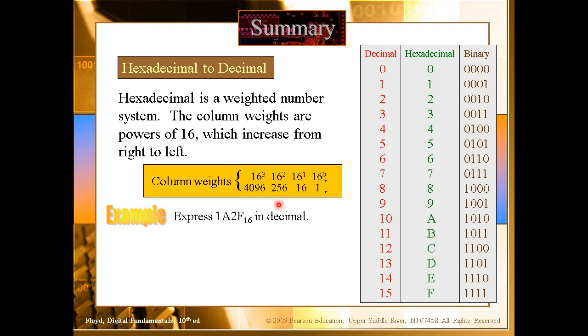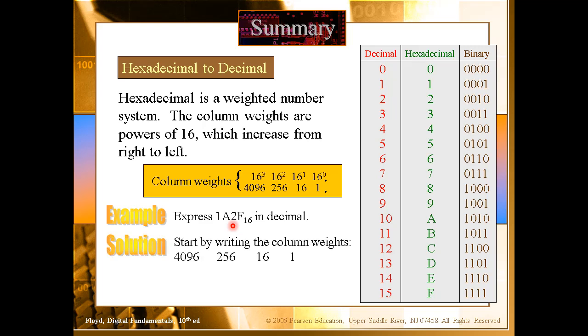Now let's say you are given a hexadecimal number like this. So we are given a hexadecimal number 1A2F, and we have to convert this number to decimal. How do we convert it?